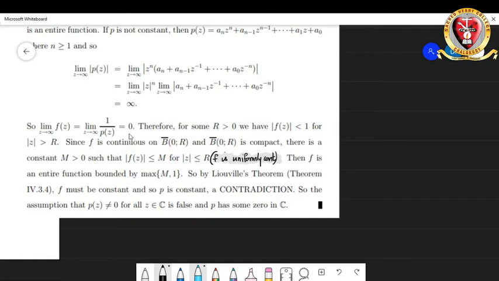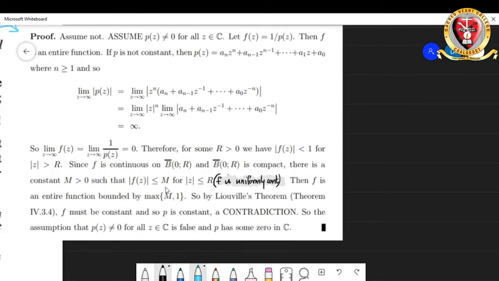Now we know that the function f is entire, so it will be continuous on the closed disk B_0 r bar, and it being closed and bounded, we know that it is compact. That means the function f we are talking about is uniformly continuous, and using the property of uniform continuity, you can find M strictly greater than 0 and r such that whenever modulus of z is less than or equal to r, modulus of f of z minus 0 is less than or equal to M. So it is not just continuous, it is uniformly continuous. That is what we have taken here.